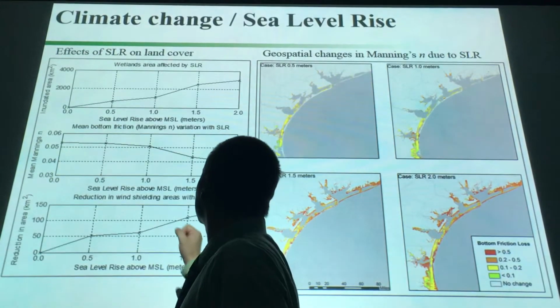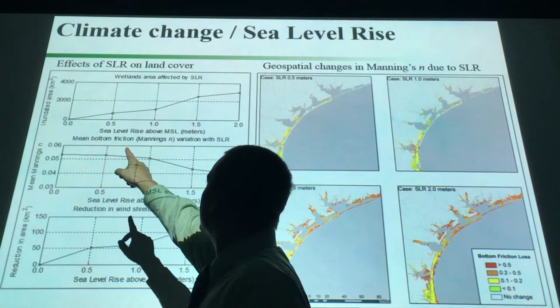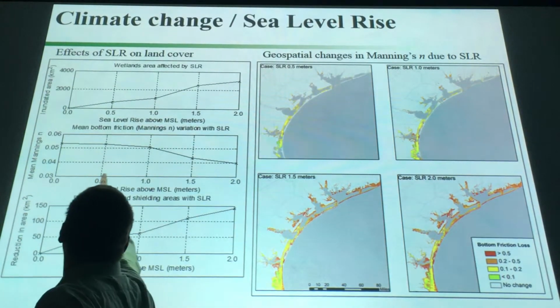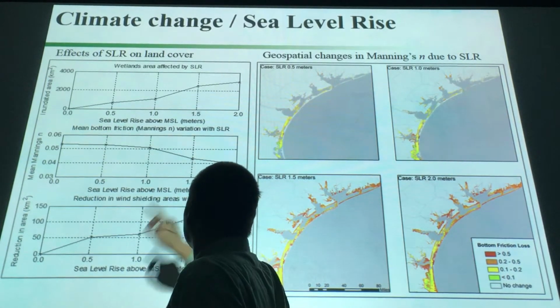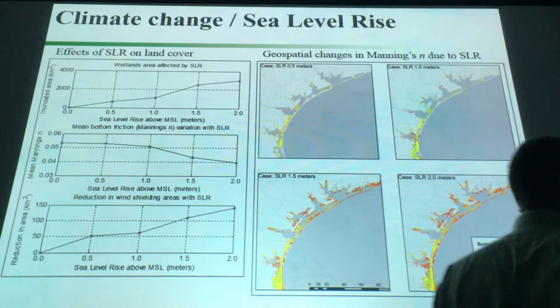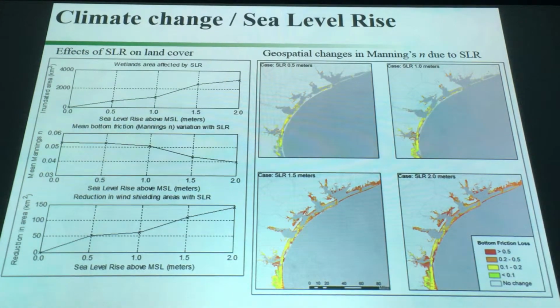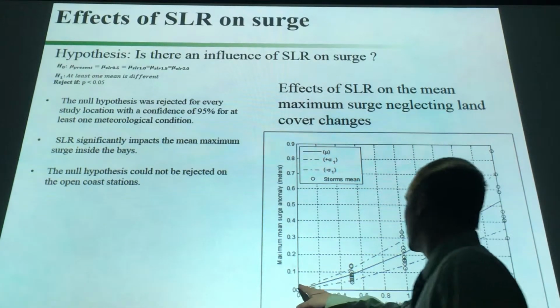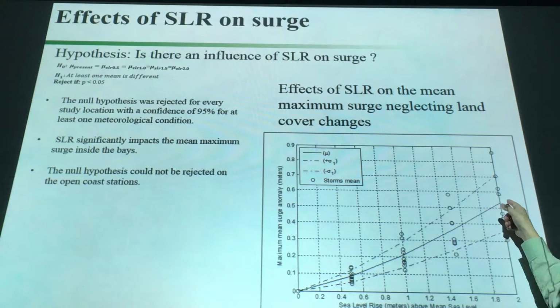I'm cruising through these slides too quickly. On top here, it's the wetlands area affected by sea level rise. Here's how my bottom friction changed because of sea level rise. And here's how the wind shielding changed because of sea level rise. And then the last plot I had was the summary of how storm surge on average increased because of sea level rise.